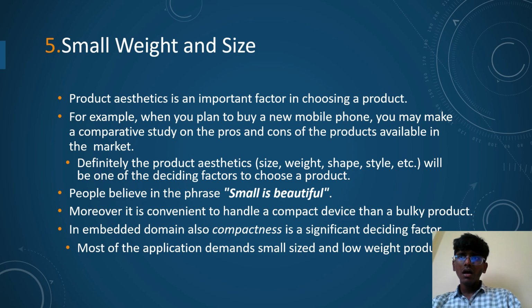In that sense, no one needs to buy heavy mobiles. If a mobile weighs about 2 to 3 kgs, no one will buy it, and the sales of that particular mobile will go down. So it must be in a small form. It must have small weight and small size in order to maintain a good look for the mobile. So the weight and size also matter in embedded systems.